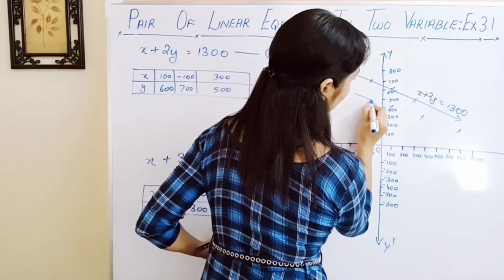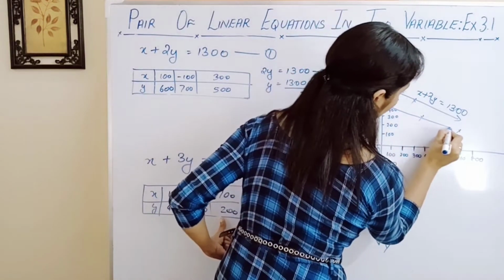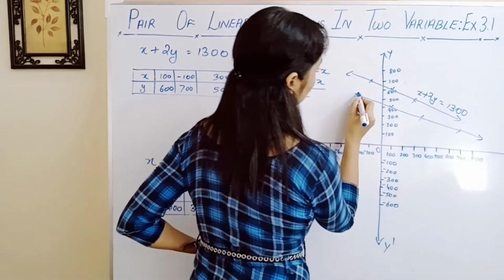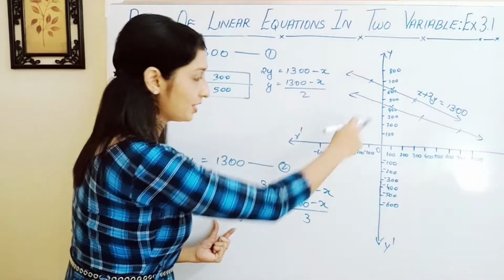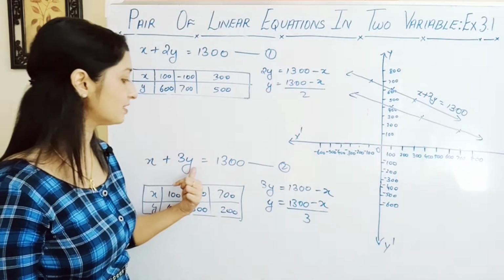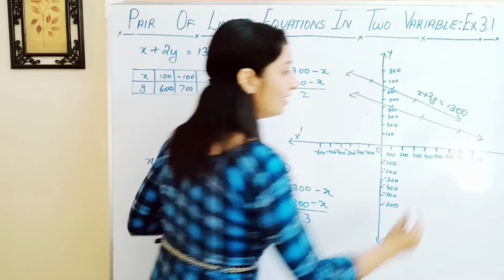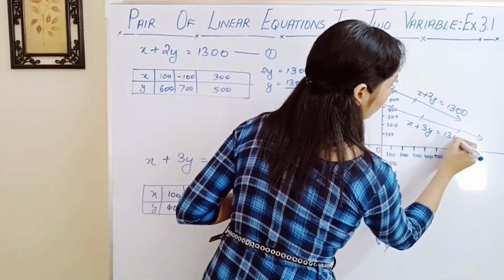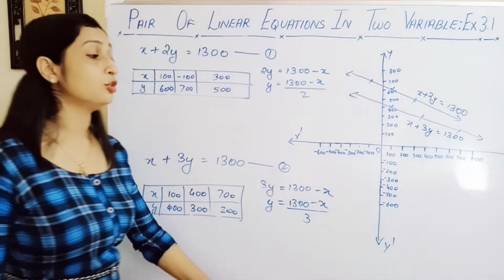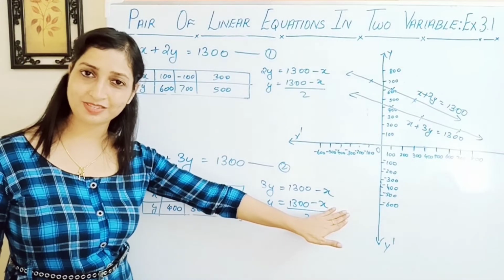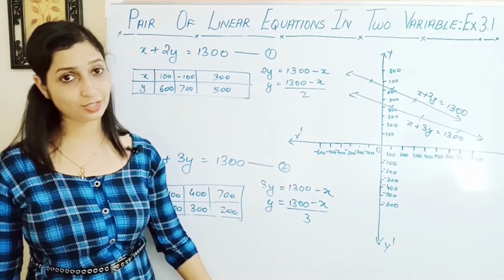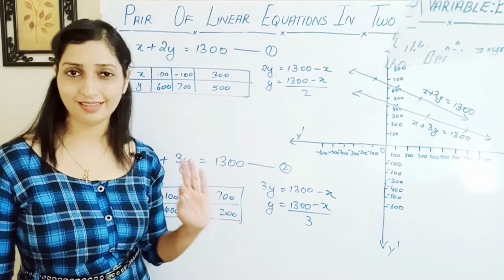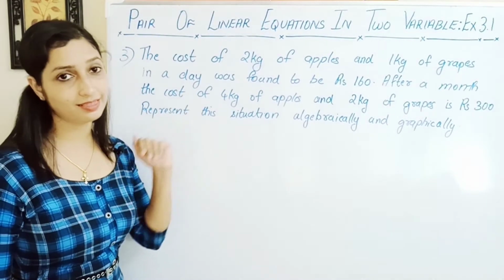So now let's draw a line passing through all these 3 points. The line goes like this, and let's name the equation. Equation is x plus 3y equals 1300. So this was our graphical representation. Now let's move on to our next question, which is question number 3. Now this is our third question.